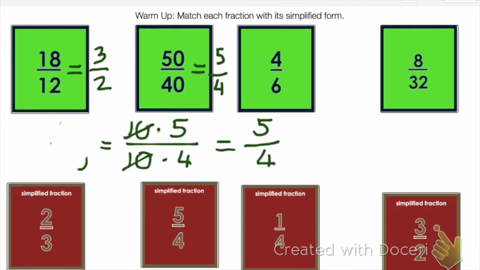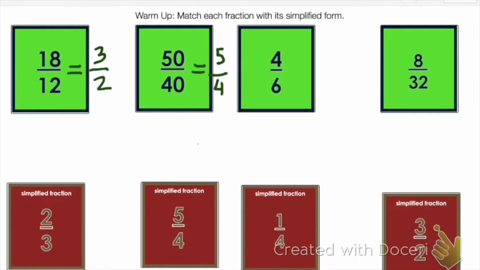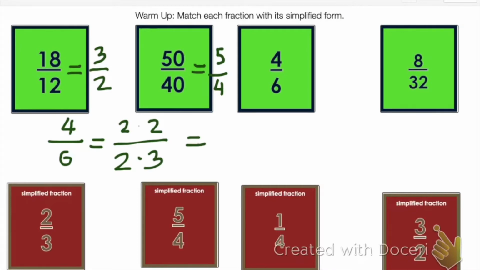The next one we're going to do is 4 over 6. We know that 2 goes into both 4 and 6. So 2 times 2 is 4, 2 times 3 is 6. We see that they have 2 on top and 2 on the bottom, so let's cancel them out. What's left on the numerator is 2, and what's left on the denominator is 3. So the simplified form of 4 over 6 is 2 over 3.